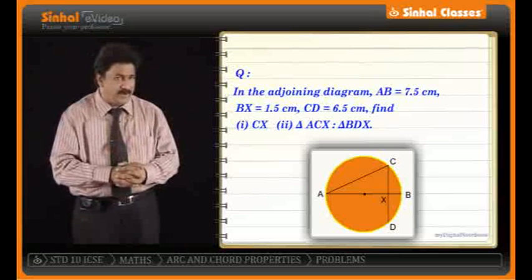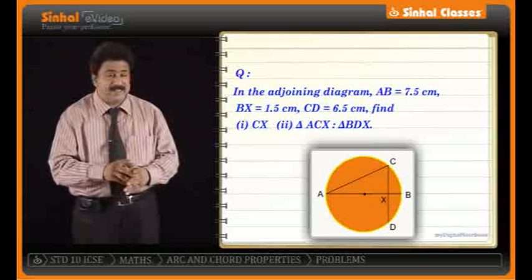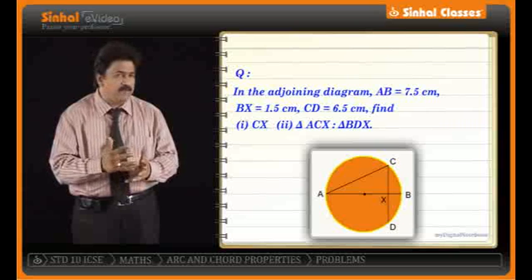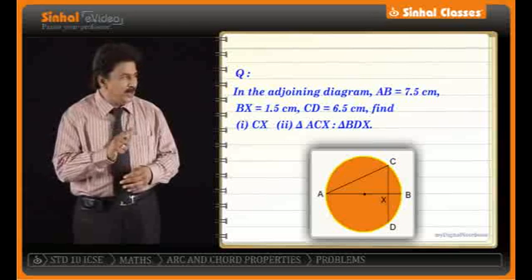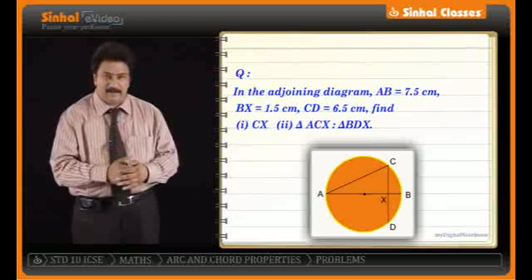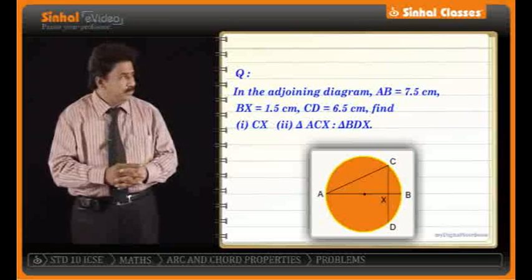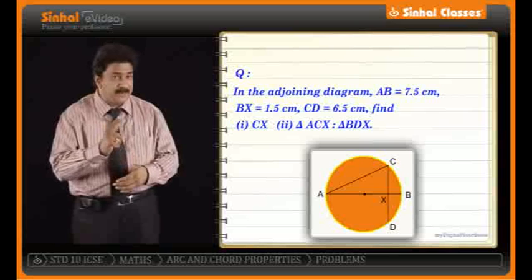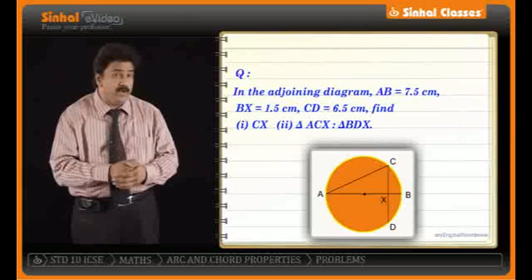One more thing you can see from this figure, there are two chords called AB and CD intersecting at point X. So by using the rectangle property, I can find CX. Yes or no? I should know XA into XB is equal to XC into XD. But all the things are not very clearly given to you. For example, we have got AB. XA and XB are not given to you separately. In short, XA is not given to you separately.